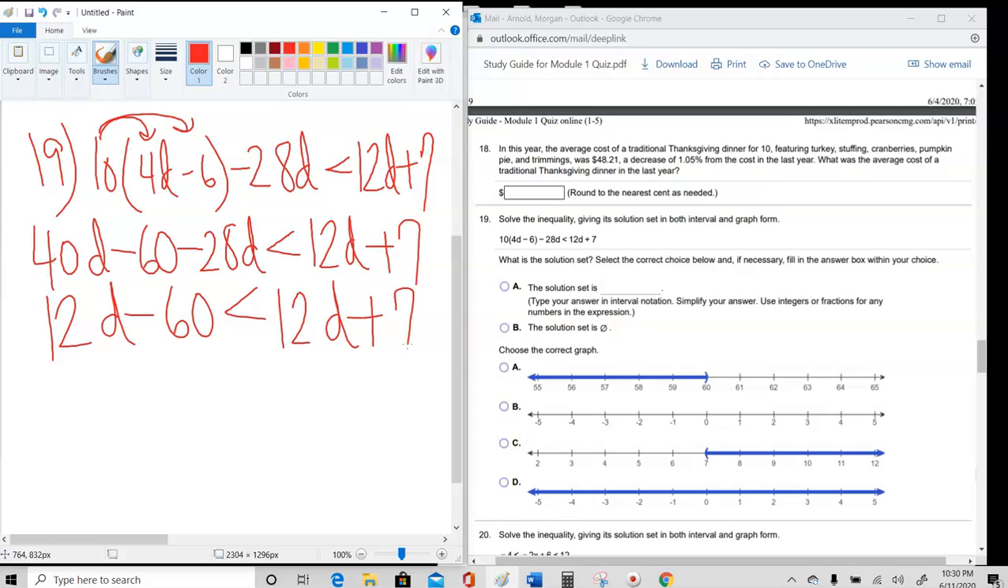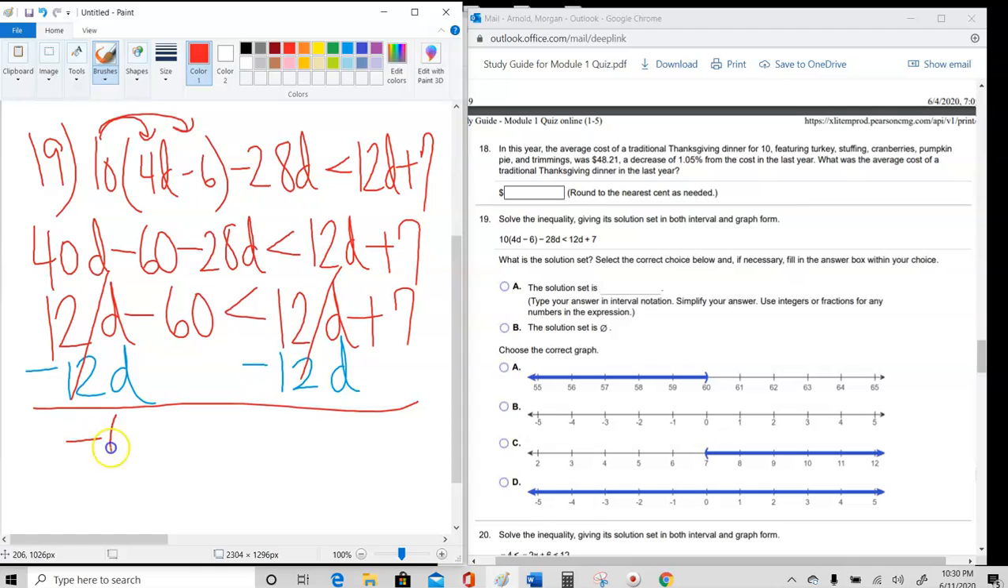Now we need to get all the d's on one side, so let's subtract 12d from both sides. Now, both sets of 12d's actually cancel out, leaving you with the expression negative 60 is less than 7. Now think about this for a minute. Negative 60 is always going to be less than 7, so this is a true statement.